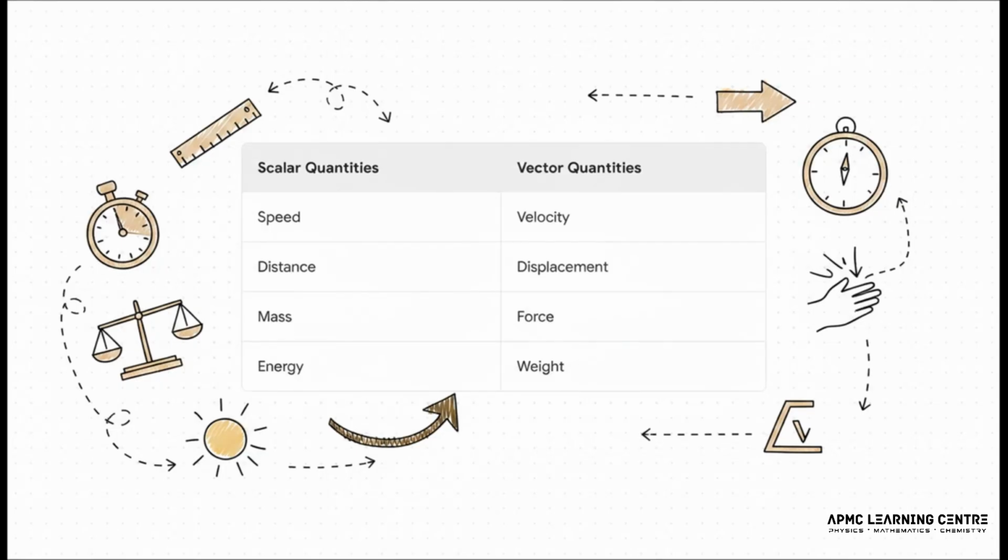And this table just lays it all out so clearly. On the left, you've got your scalar toolkit: speed, distance, mass, simple numbers. But on the right, you have the vectors. And check out the pairs here. Speed is a scalar, but its partner, velocity, is a vector. This is a super important idea, and it leads us right into our next big distinction.